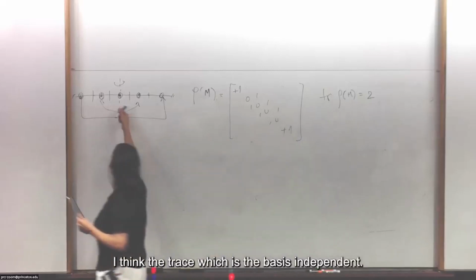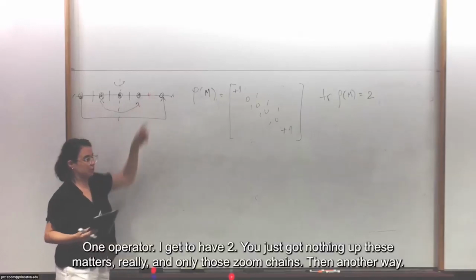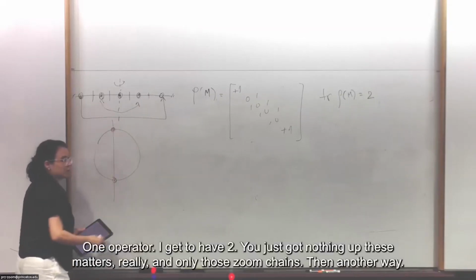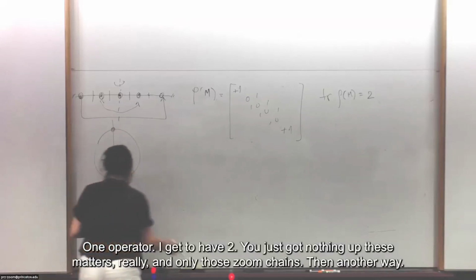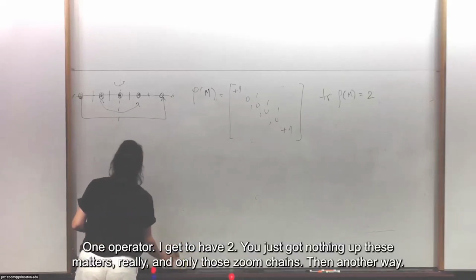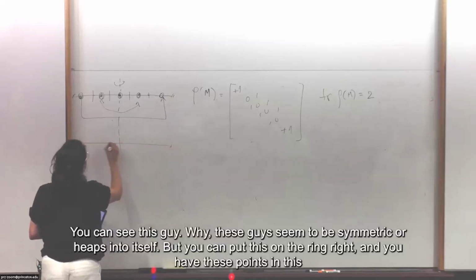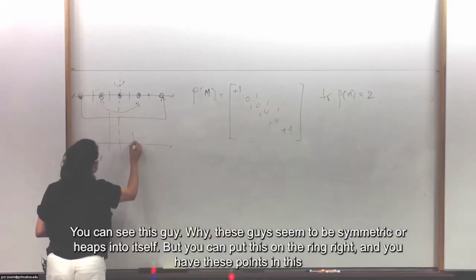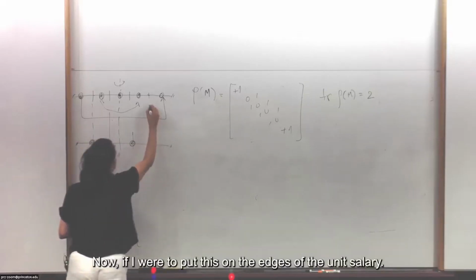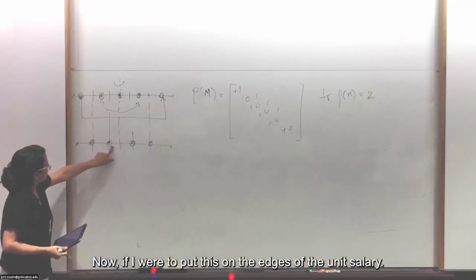Another way you can see why this guy is symmetric: of course, it maps into itself, but you can put this on a ring, right? And you have this point and this point, which are symmetric. Now, if I were to put these atoms on the edges of the unit cell, these electrons localizing at the edges of the unit cell, then it's going to be quite different.